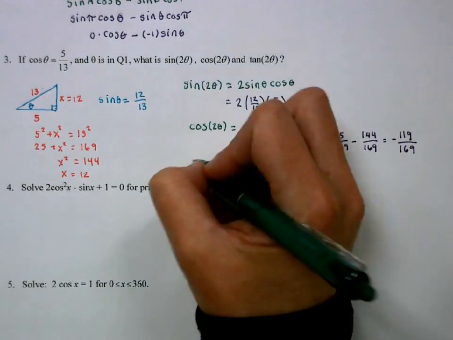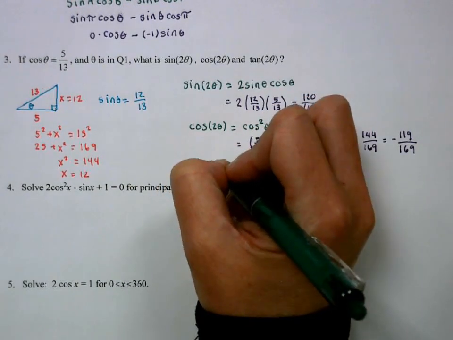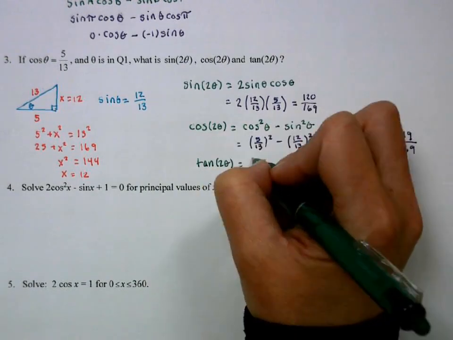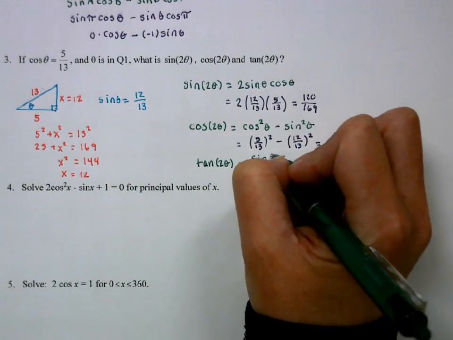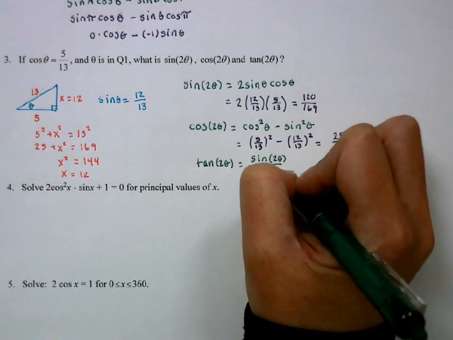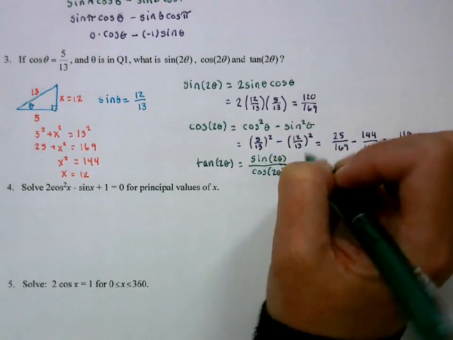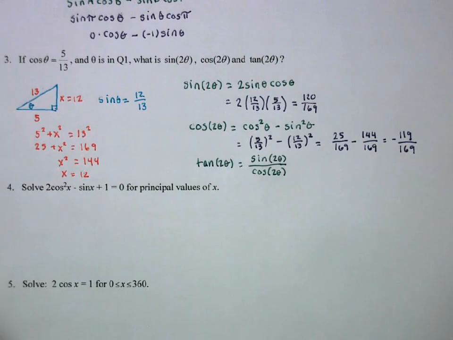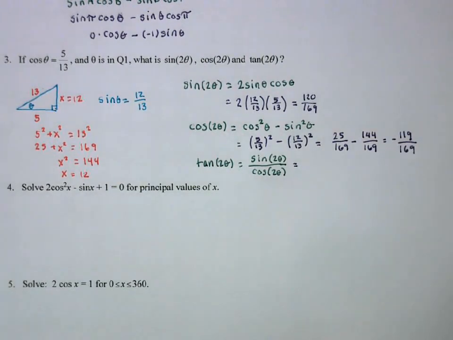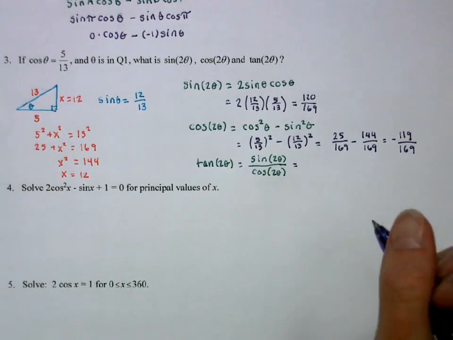Okay, last for tangent. There is a formula, but once we know sine and cosine, this is just going to equal the sine of 2 theta over the cosine of 2 theta. Okay, which is going to be 120 over negative 119.